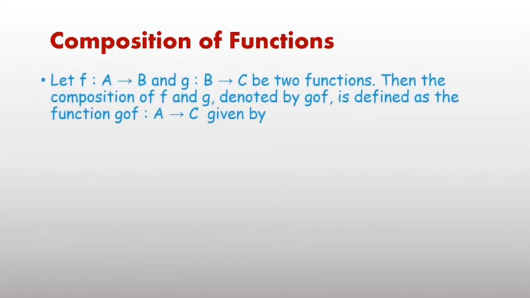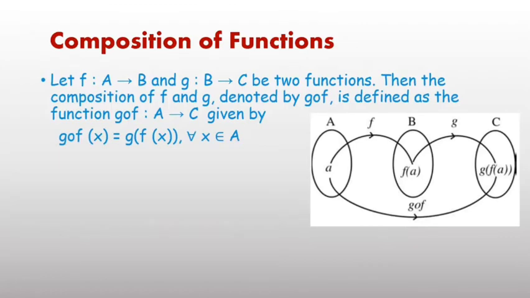Composition of function. If two functions are given, f is a function from A to B and g is a function from B to C, then the composition of f and g is denoted by gof, or we can also write this as fog. But if you are writing gof, then it is a function from A to C, as given in the figure. In the figure, A, B, C, three sets are given here. The first function f is from A to B, the second function g is from B to C, then gof is a function from A to C.